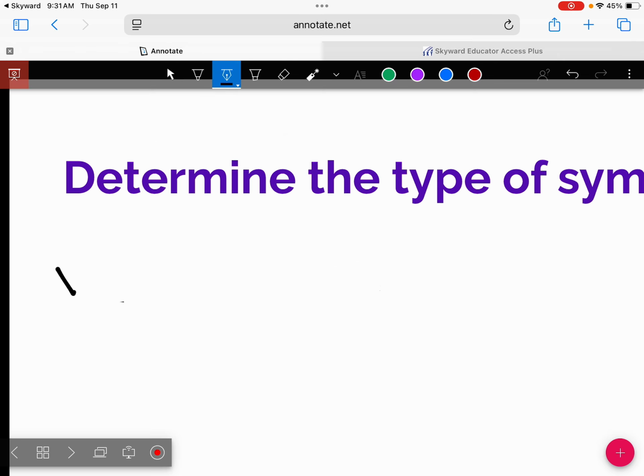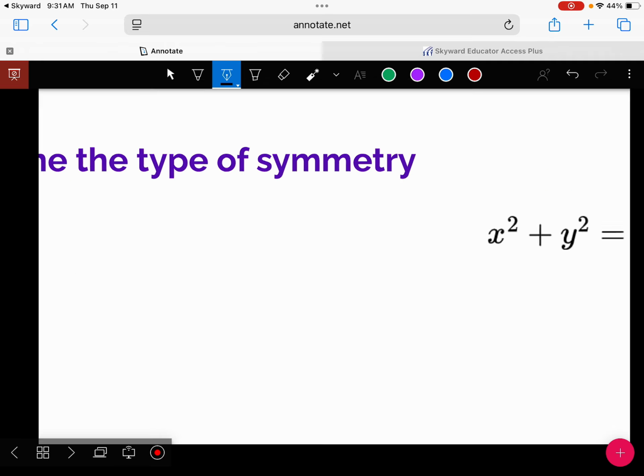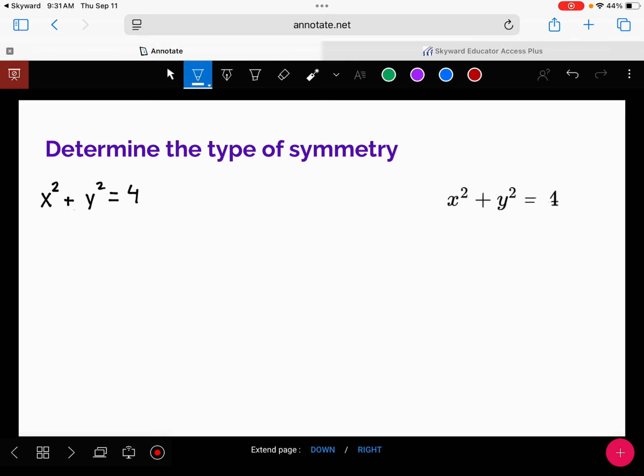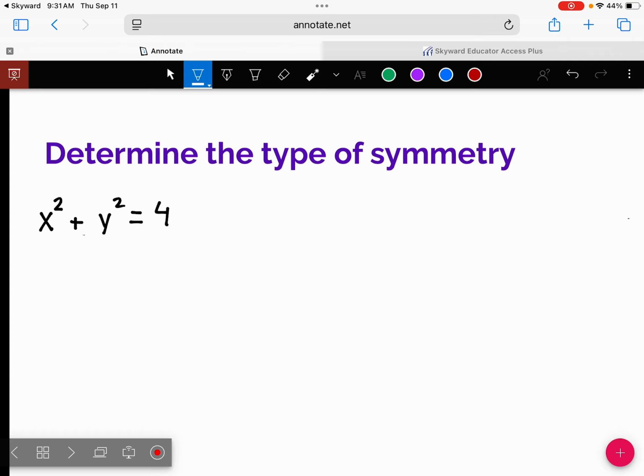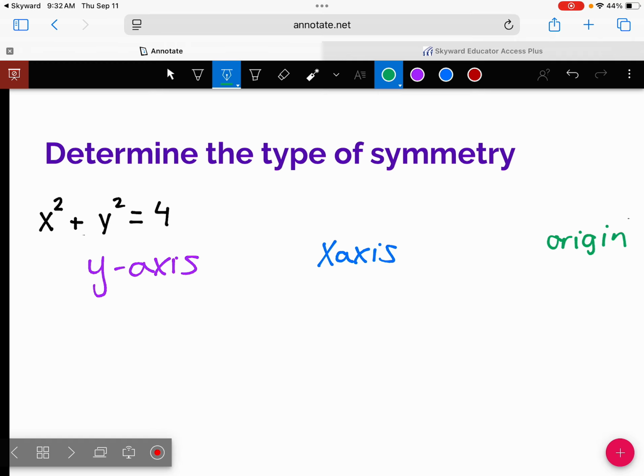I'm just going to write it over here because it's really challenging for me to write it when it's on the other side. x squared plus y squared equals 4. And we want to see about our y-axis symmetry, our x-axis symmetry, and our origin symmetry. We're going to test all three, just like we have been.